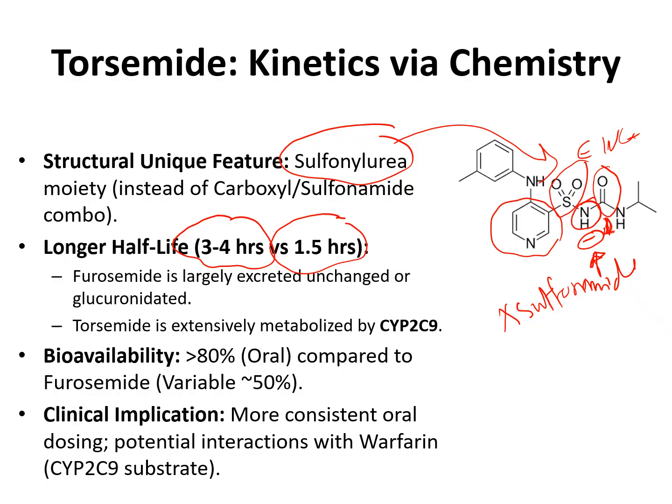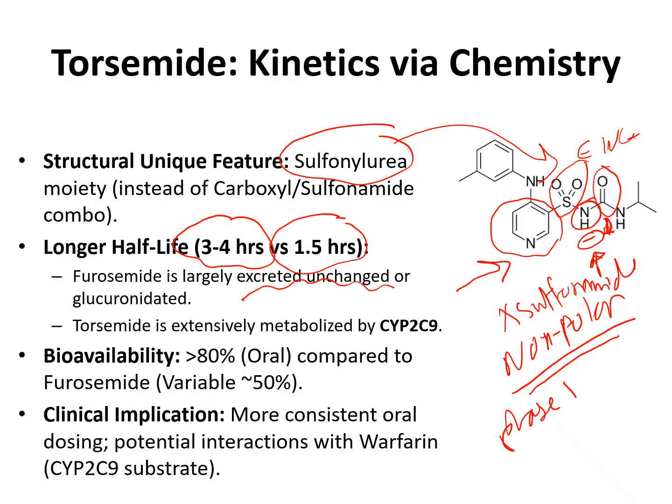Why does it have a longer half-life? Because generally it's more non-polar in this case, unlike furosemide, which is very polar because of the carboxylic acid, and is excreted unchanged usually in the urine, because it doesn't need to go through phase 1 metabolism. This one needs to go through phase 1 metabolism to be excreted, and that's typically cytochrome P450 in this case. Okay? So what does this mean? It still has to go through phase 1, cytochrome P450 oxidation, and eventually get excreted. That takes a little bit longer than furosemide, and therefore it has a longer half-life.